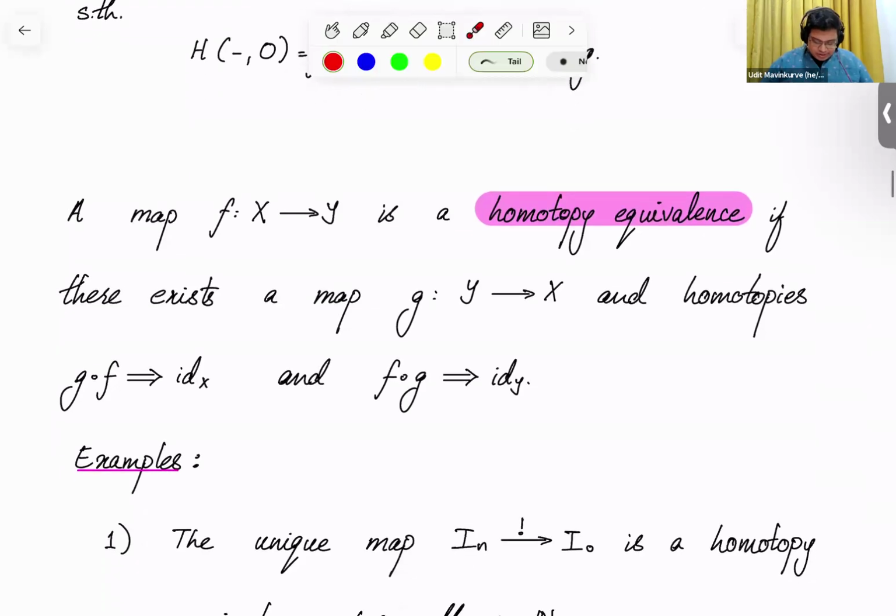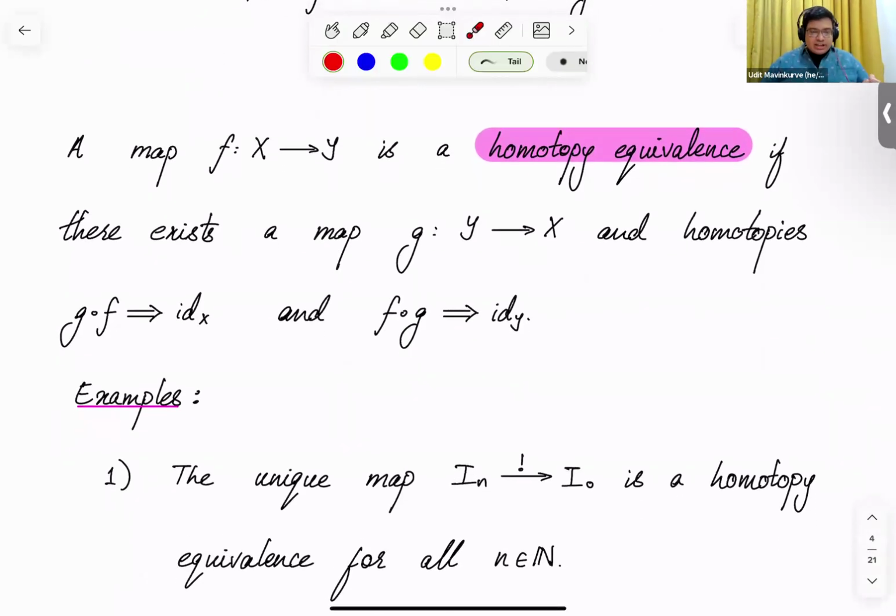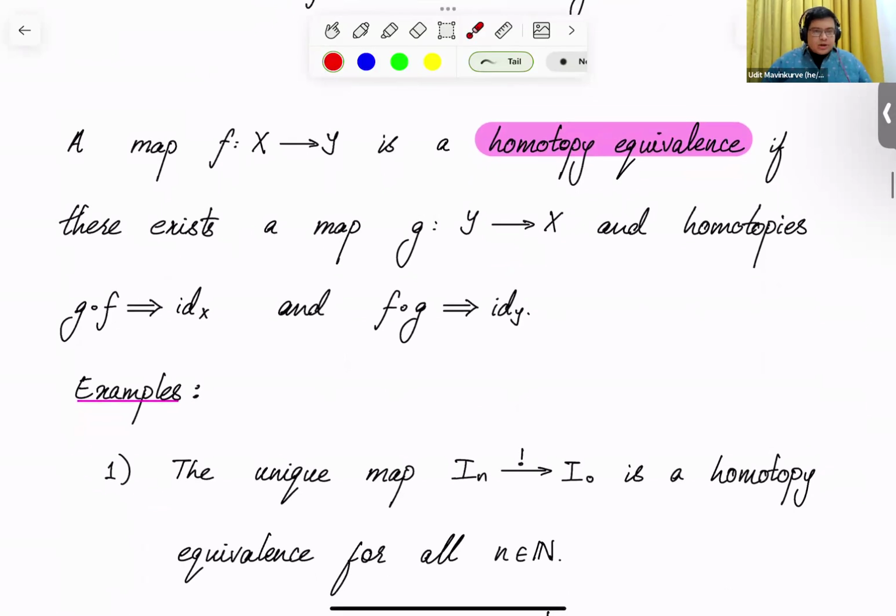So let's look at some examples. The intervals of finite length, I_n, are contractible in this notion of homotopy. If you look at the unique map from I_n to I_0, which is just a single vertex with a loop at that vertex, that is a homotopy equivalence. That's what we mean by saying I_n is contractible.